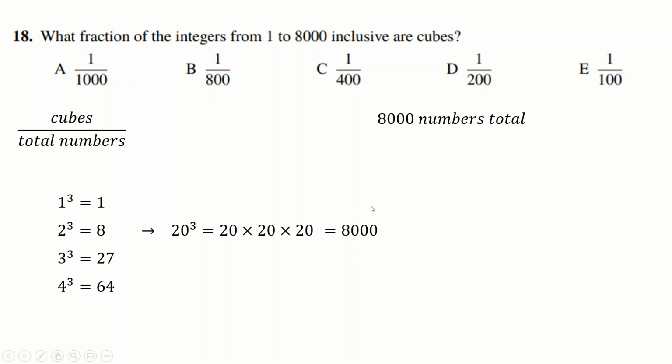All cubes lower than that will be lower than this, and all cubes higher will be higher. So there must be 20 cubes up to this. And so the answer is 20 over 8,000. Cross off the zeros, divide by 2, and we get 1 over 400 as our answer.